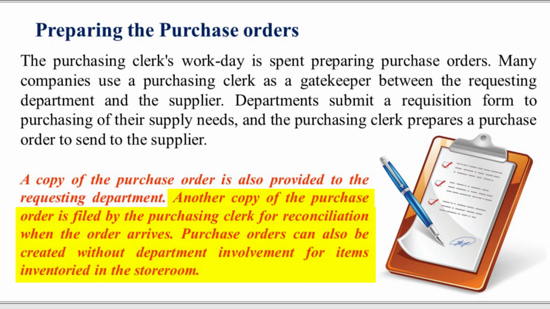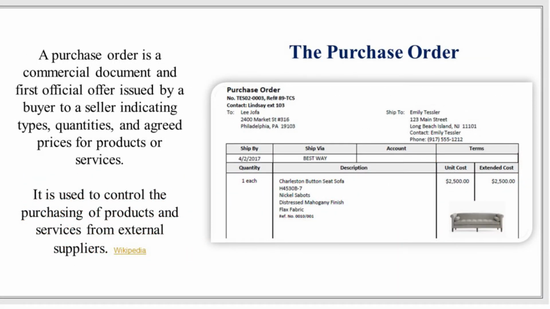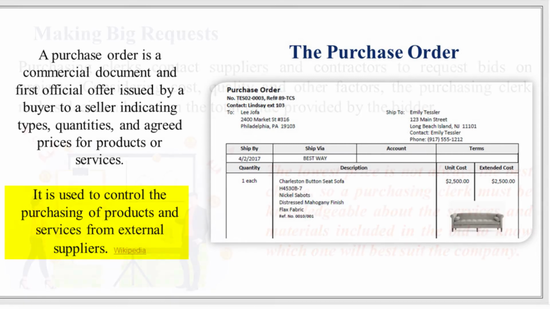Purchase orders can also be created without department involvement for items inventoried in the storeroom. Here is an example and a demonstration of a completed purchase order. The purchase order is a commercial document and the first official offer issued by the buyer to the seller, indicating types, quantities, and agreed prices for products or services. It is used to control the purchasing of products and services from external suppliers.